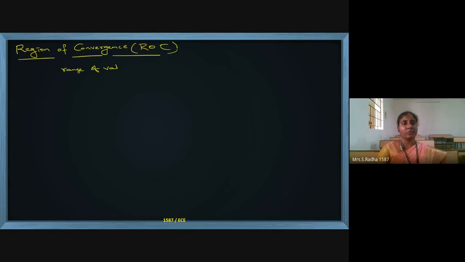I am going to the next point in Laplace transform, ROC or region of convergence. There are two definitions for this. The range of values of s for which the integral of the Laplace transform converges is called ROC, or region of convergence.